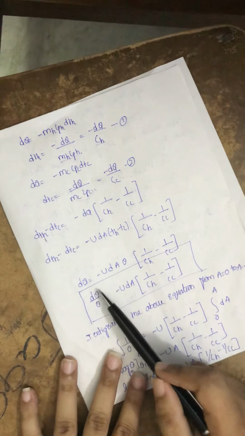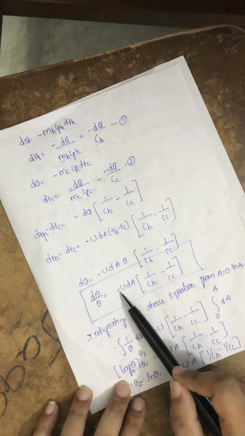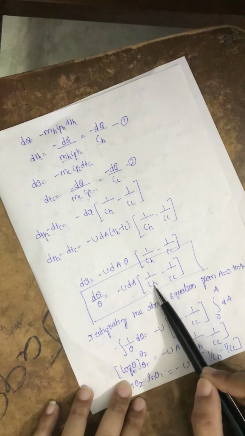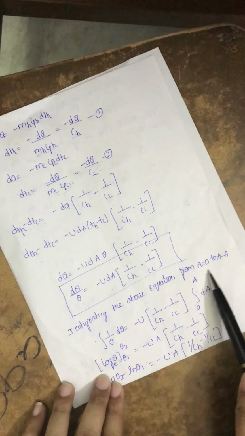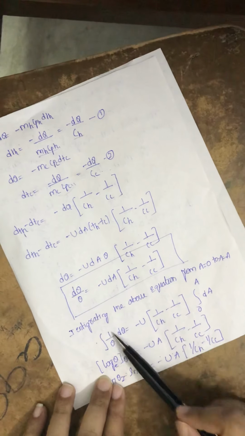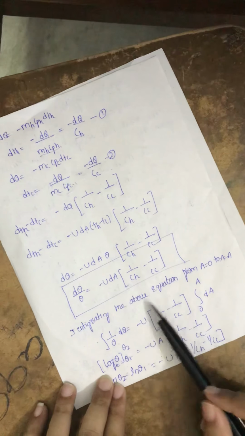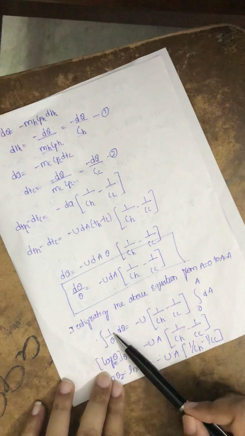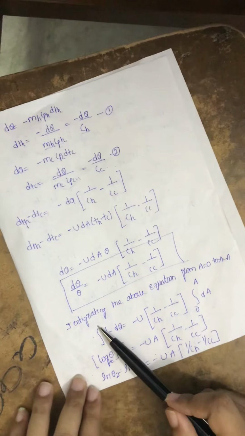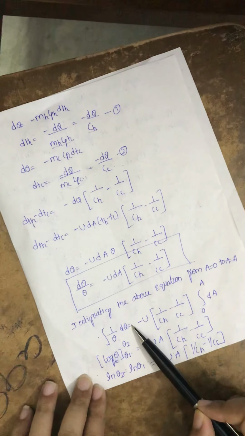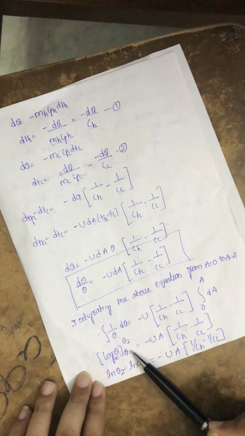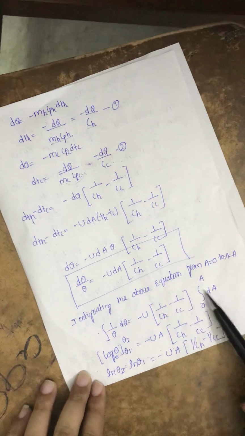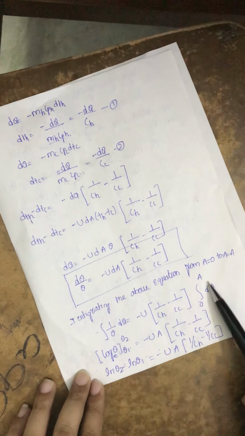Bringing this theta to the denominator, d theta by theta is equal to minus U dA (1/Ch minus 1/Cc). Now we integrate the equation from area 0 to A. The integral of 1/theta d theta, with limits theta 1 to theta 2. We know that the integral of 1/x dx is log x. Here it is 1/theta d theta, so it is log theta base e, with limits theta 1 to theta 2. For the integral of dA, limits 0 to A, it will be A.